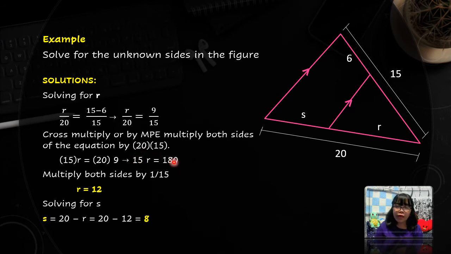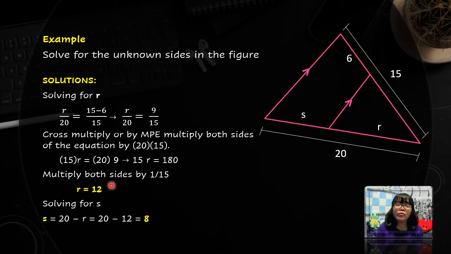Now, either way, you will have r equals 12. So, if you divide this side by 15, that will be r. And then if you divide 180 by 15, that is equal to 12. So r is equal to 12. That means this side here of our smaller triangle is equal to 12.